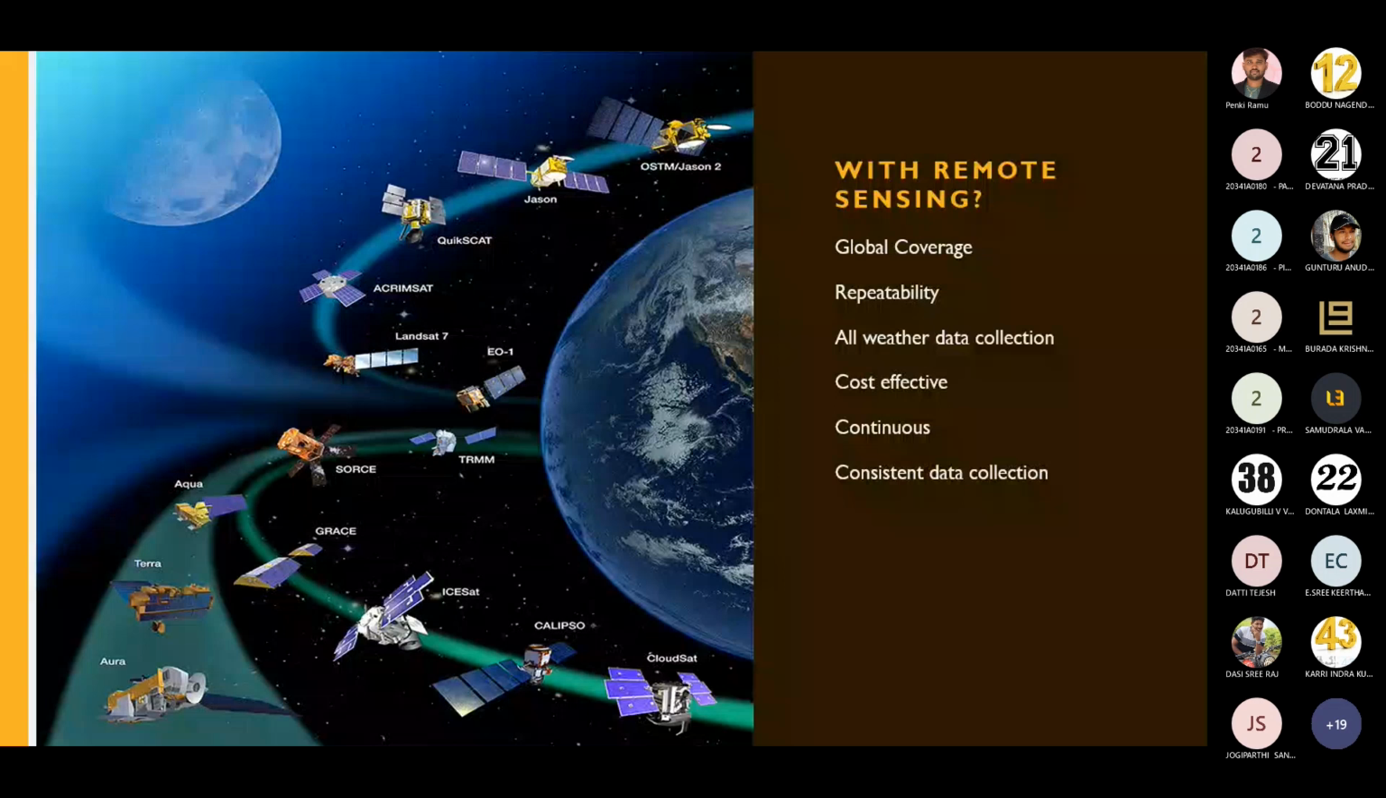So actually this picture also tells some other interesting aspect. Here if you see, there are so many satellites surrounding the Earth's surface, and different satellites have different capabilities. Different satellites work in different electromagnetic radiation ranges. So they offer different types of data to study the same feature.